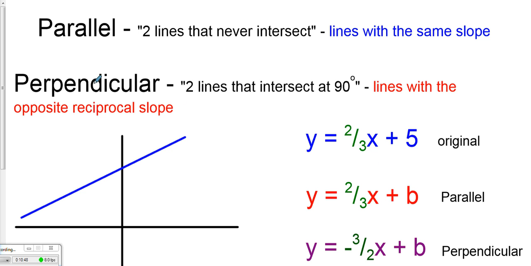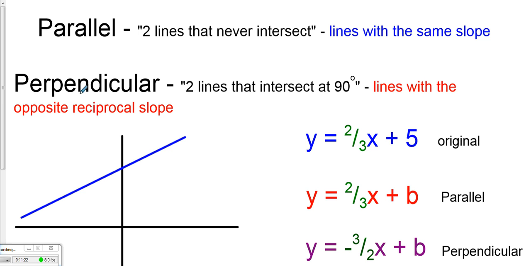Let's talk about parallel and perpendicular lines. With our linear relations, we always have a constant rate of change, and we call that rate of change the slope. Parallel linear relations make two lines that never intersect. We can think of these as lines with the same exact slope. Perpendicular lines are two lines that intersect at exactly 90 degrees, or a right angle. These lines will have the opposite reciprocal slope.